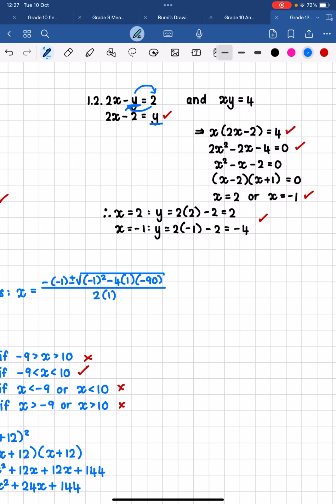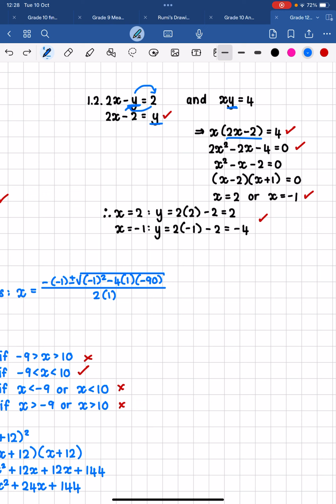Second mark is then for replacing this y with 2x minus 2. Substitution, that's the second mark. Third mark is then for multiplying out and moving the 4 over. Right? Then the fourth mark is for getting these 2 values. Whether you did it by factorizing or by quadratic formula, it's fine either way. If you have 2 or negative 1, you get a mark for that.